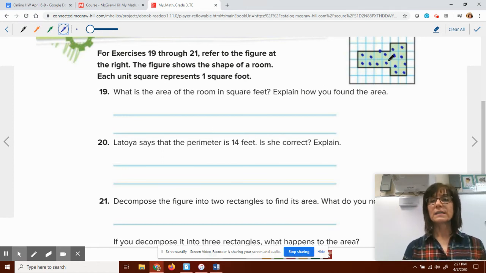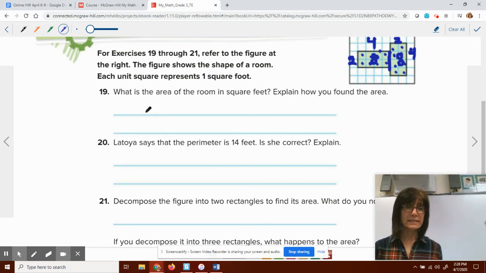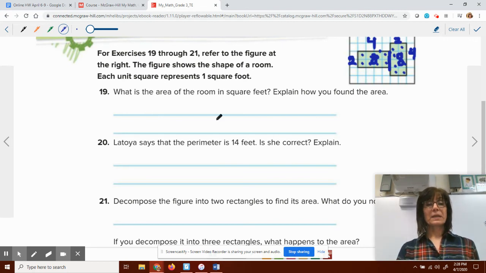The other way that you could have done it is this. You could have created, this is a composite shape. I could have gone this way. I could have said 1, 2, 3, 4, 4 feet by 2 feet. So 4 times 2 is 8. And then I would have added it to 2 times 4, which would have been another 8. And so 8 plus 8 is 16. Either way, I would have gotten 16 square feet.